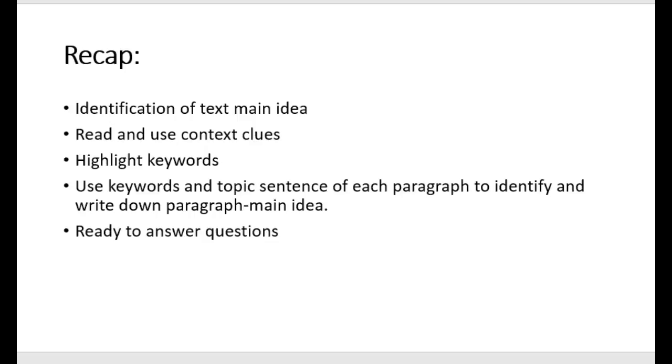After we've read through the text, we then need to highlight the keywords in each paragraph in a different color. We then, step 4, use the keywords in each paragraph along with the topic sentence or the first sentence in each paragraph to establish what the main idea of each paragraph is. And we write this main idea at the side of each paragraph on the text. And only once the student has done all 4 of these steps are they now ready to use the text for studying, for research, as well as to answer questions.